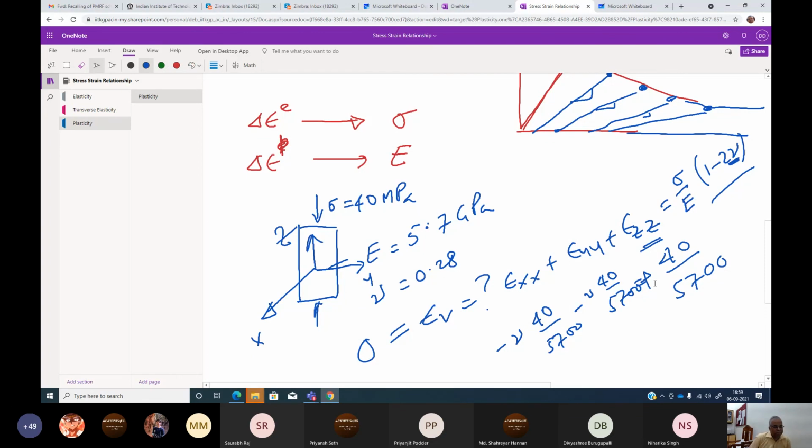But for rock, you cannot ignore the volume change. There will be a volume change, because there is a lot of porosity there. Pore space is there. So volume is going to change. Yeah, go ahead.